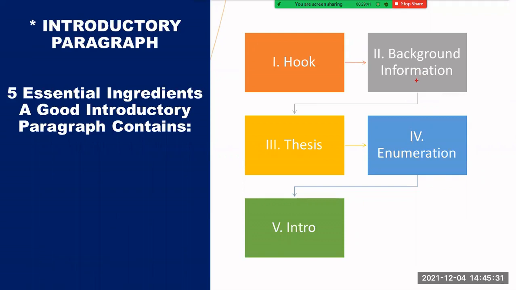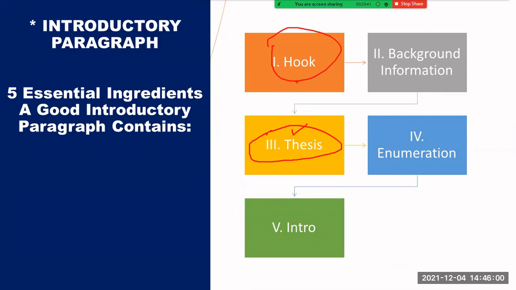Then the background information. It is not compulsory that all these 5 ingredients must be there. I will show you the most important ones. Then the thesis. You see, the hook and the thesis are the most important. All the other ones are optional. The background information is optional. Enumeration is optional. Intro is also optional.